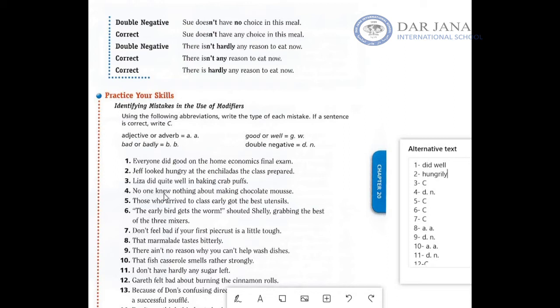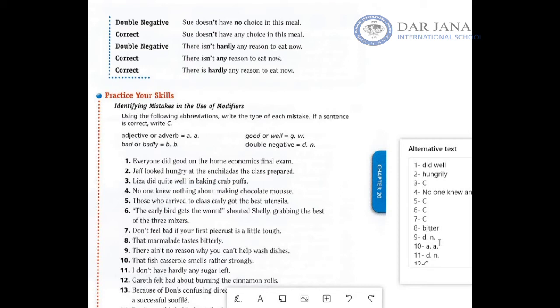Sentence 4 had a problem of double negatives, and in order to fix it, we need to use only one form of negative. No one knew anything about making chocolate mousse. No one knew anything. So it should be like this. The next ones, number 5, 6, and 7, are correct. Sentence 8, that marmalade tastes bitterly. Bitterly is incorrect. It should be the adjective bitter.